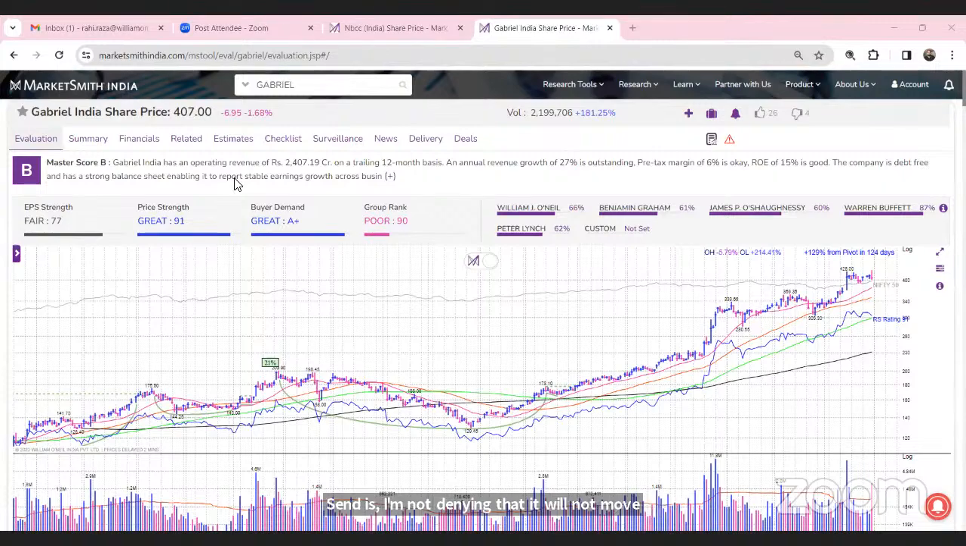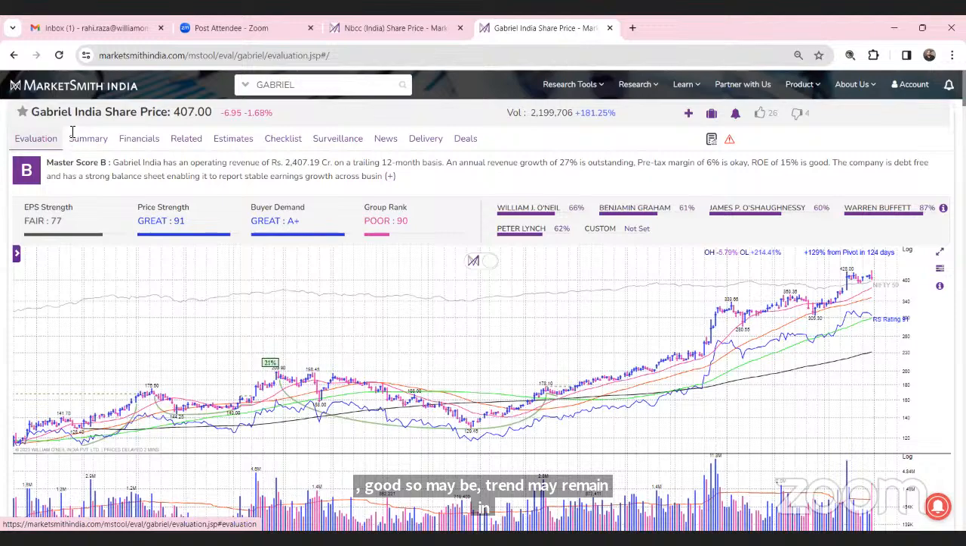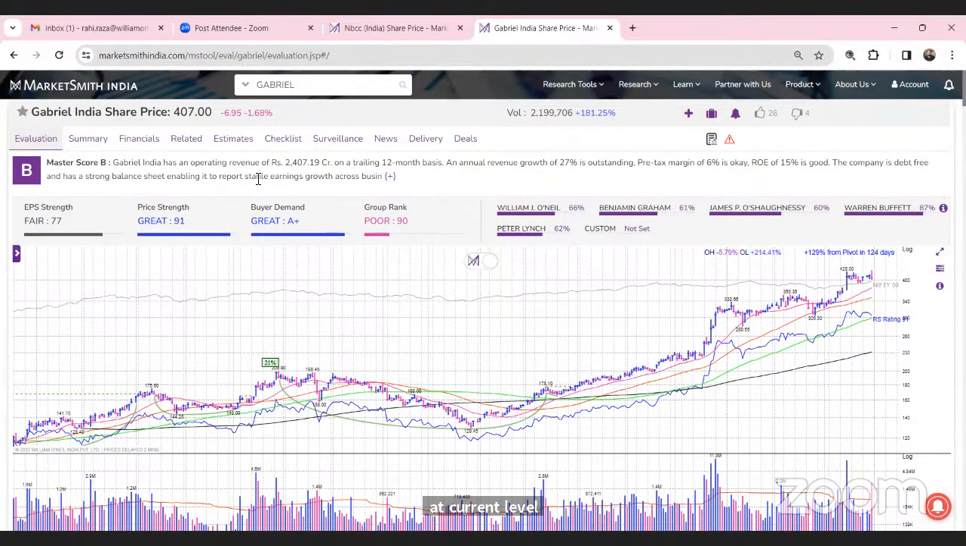The only problem is that if someone would like to take entry at this level, managing the stop loss is difficult. Otherwise, technically there is no problem, and the auto index is really doing good. Selective auto components are also really doing good, and Gabriel is one of them. So the trend may continue. But after considering risk reward, I would not suggest anybody take a fresh position. If someone is holding, they can remain holding with a stop loss of the 21-day exponential moving average or 21-day simple moving average.